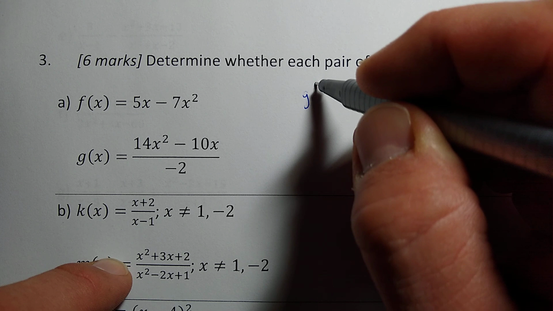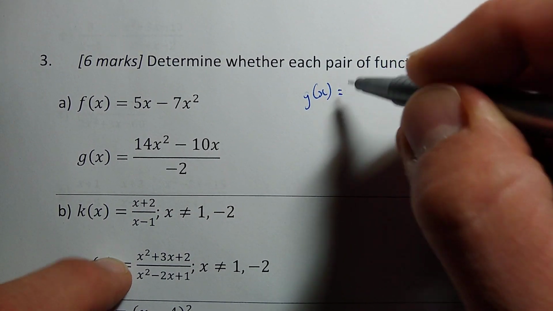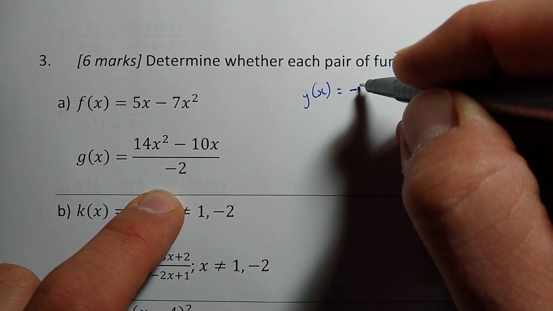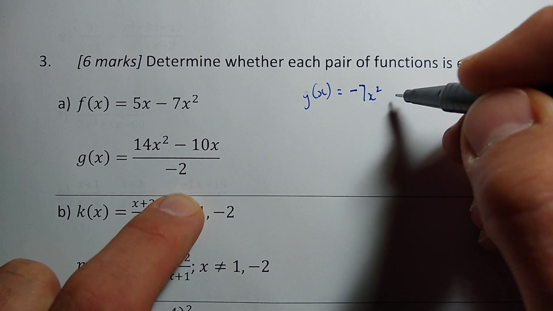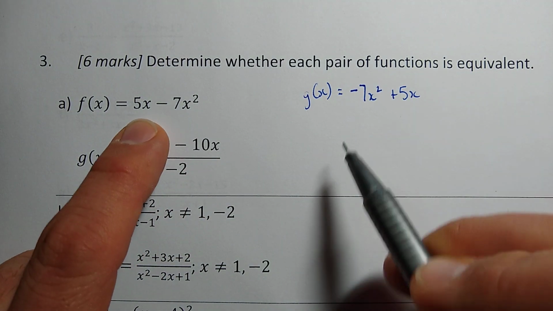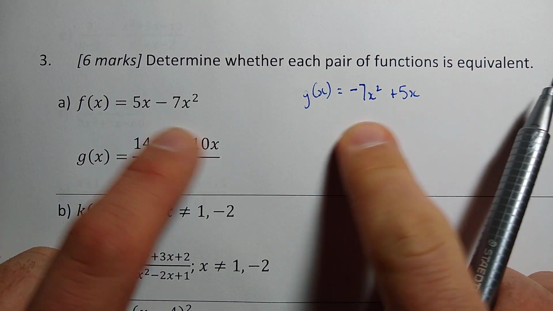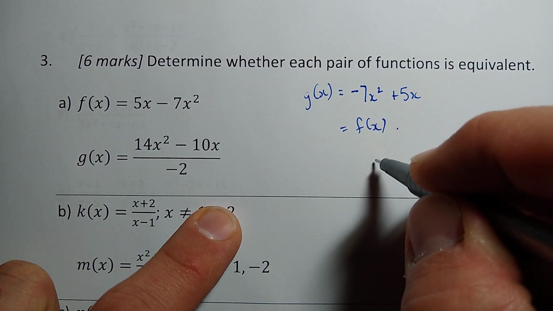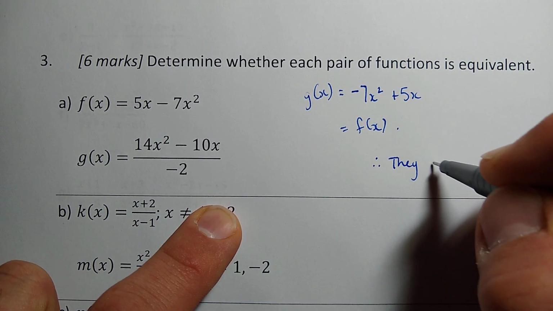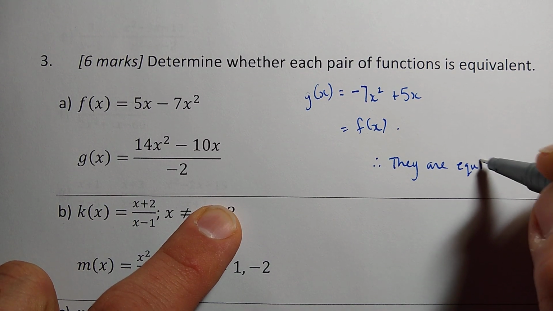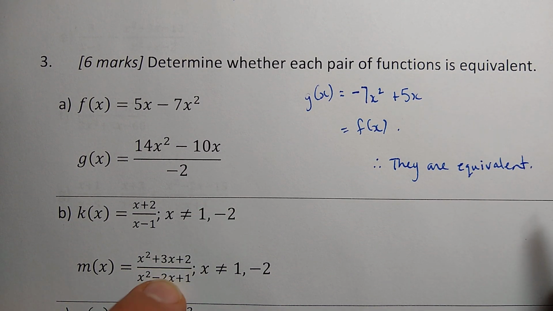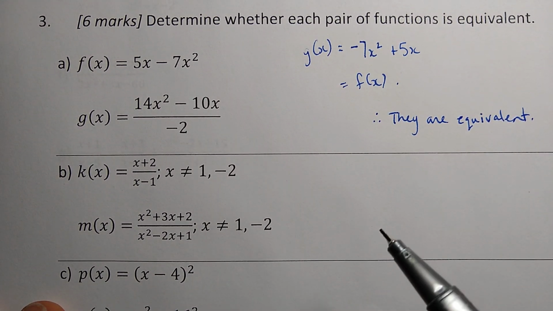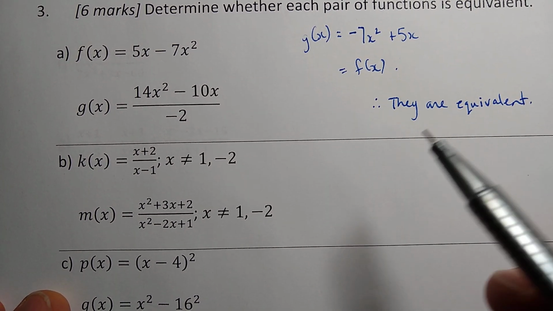So let me just try to simplify g of x. G of x is equal to, well, I can divide both terms in the top by -2. That will give me -7x squared and then plus 5x. And although the terms are written in the opposite order, those are the same. That is equal to f of x. So they are equivalent. You can also subtract the two expressions to see that they are equivalent. You'll get 0. And there are no restrictions on either of these, but if there had been, the restrictions would have to be the same.